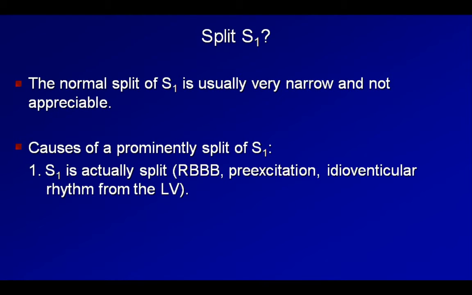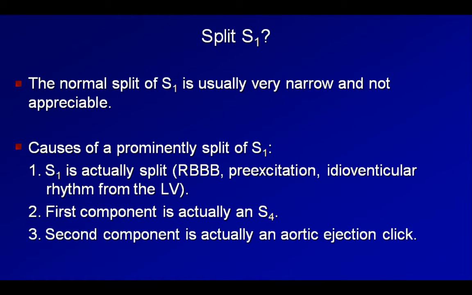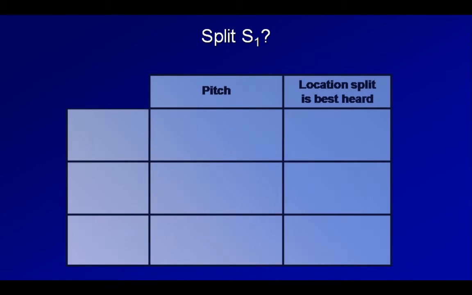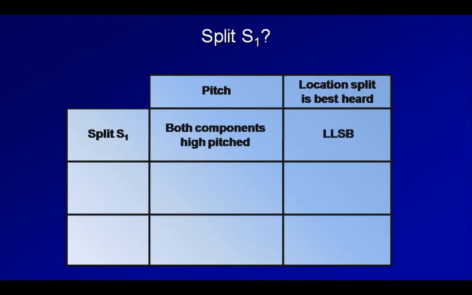The second explanation is that the first component of the split is actually an S4 and not part of the S1. The third explanation is that the second component is actually an aortic ejection click. It can be difficult to distinguish between these three possibilities, but there can be a few hints. For a truly split S1, both components of the split will be high-pitched, and the split is best appreciated at the left lower sternal border.